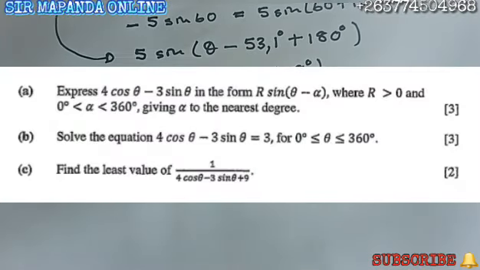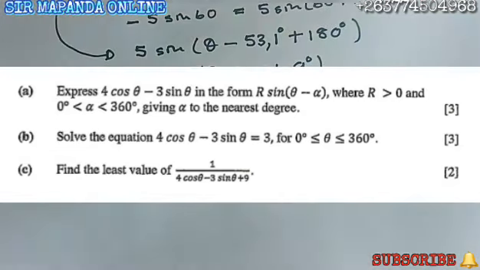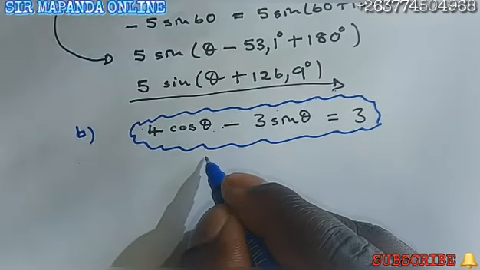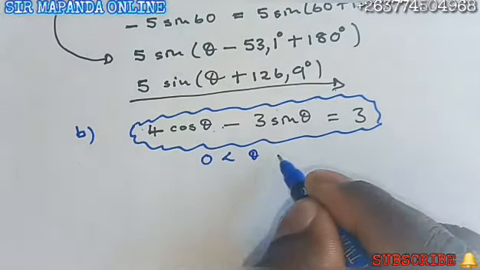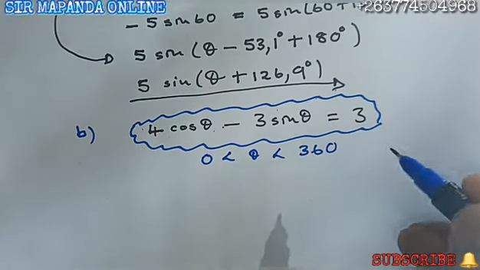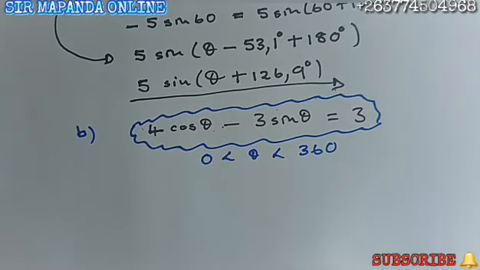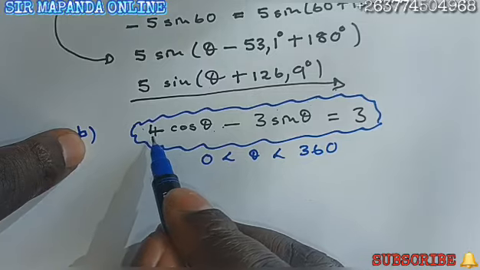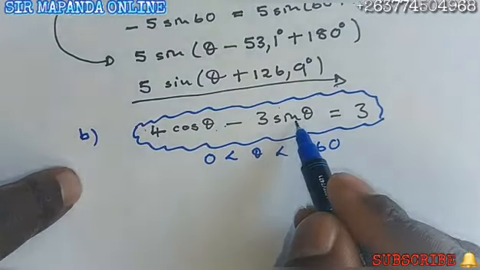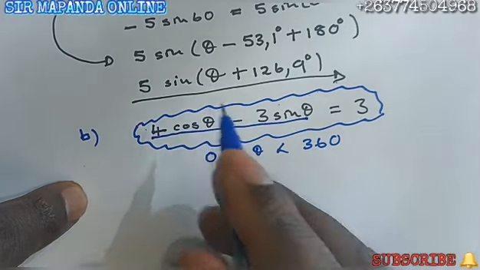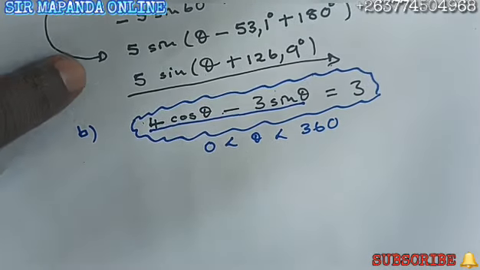It is requiring you to solve the equation 4 cos theta minus 3 sin theta is equal to 3. Right, so to solve this equation, we are given the limits that theta lies between 0 and 360. So it is very important to know the range in which theta lies. Right, so on 4 cos theta minus 3 sin theta, I'm going to substitute this left side with the answer that I have produced in part A.